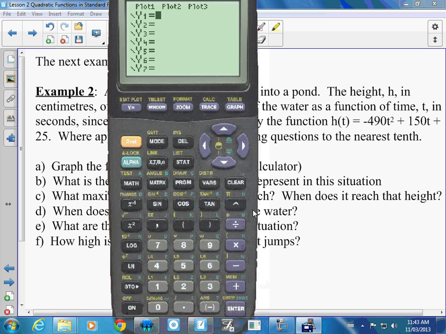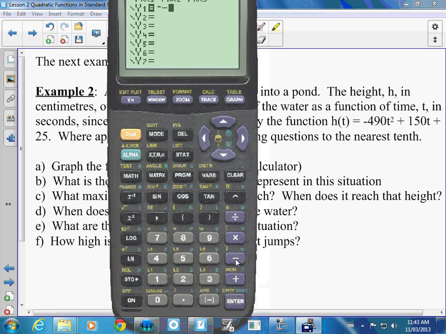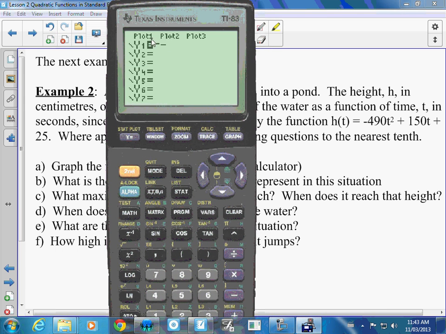Now please make sure there is a difference between negative and subtract. Do you see the difference on the screen? Negative is the little tiny guy, subtract is the bigger guy. We want the little guy to start with. So negative 490.